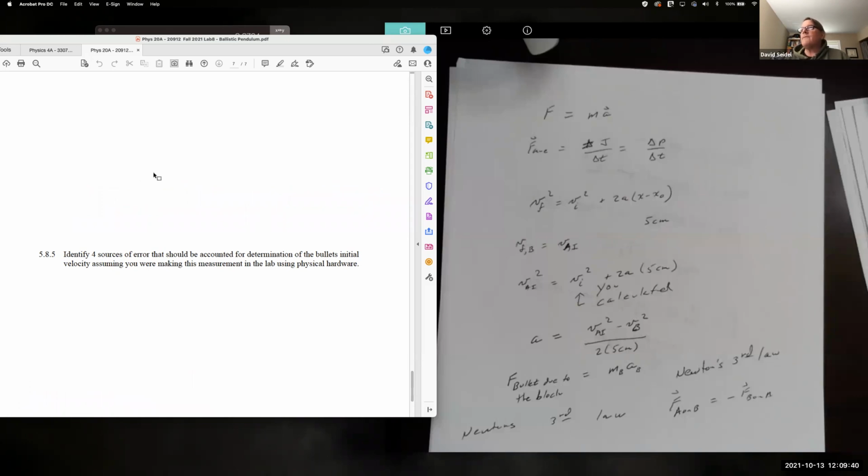And the final thing is identify 4 sources of error that should be accounted for in determination of the bullet's initial velocity, assuming you are making the measurement in the lab using physical hardware. We have already mentioned at least 5. Okay, so we mentioned at least 5 in the lab. So you should have no problem answering this. That's all there is to this week's lab.